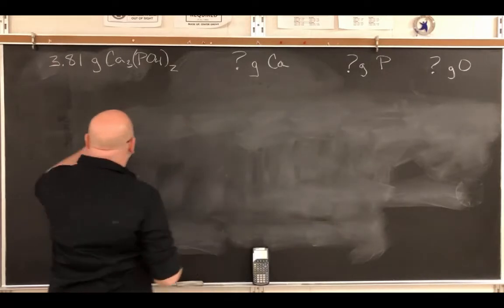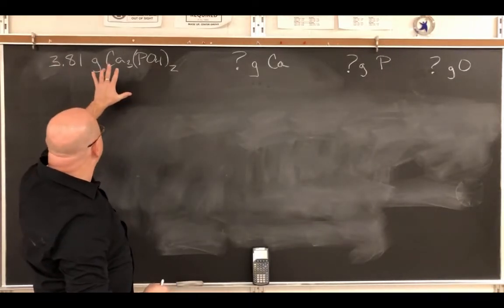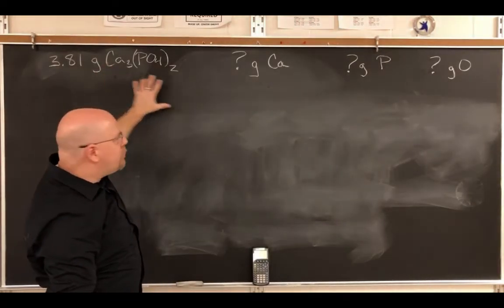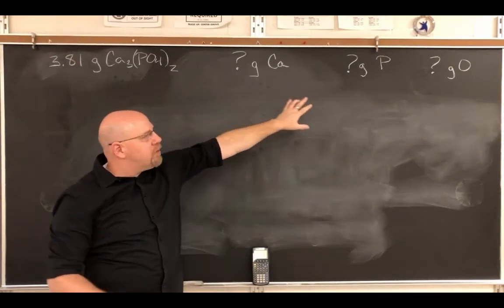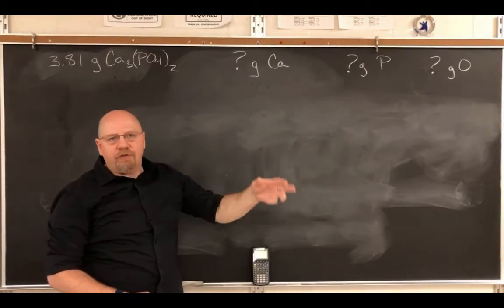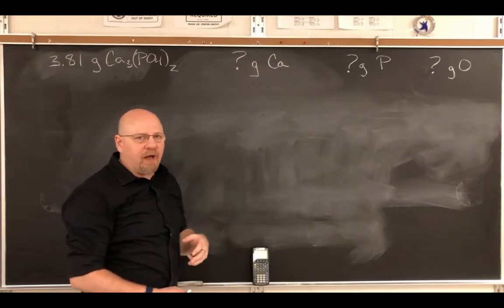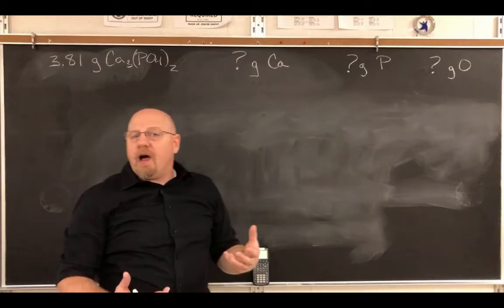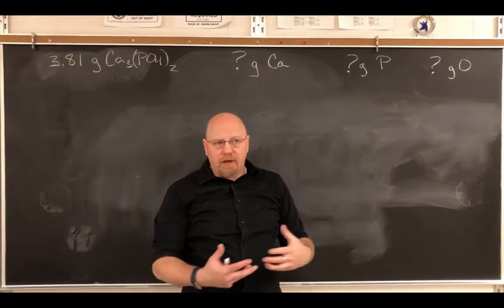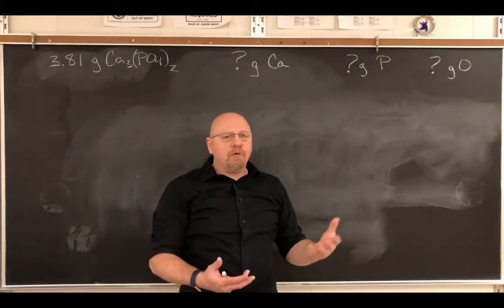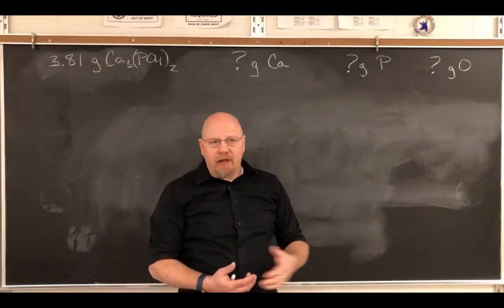So the first problem I'm going to do as an example is go from grams of calcium phosphate to grams of calcium. Then we'll go to phosphorus and oxygen, just so you see it 3 times and how it's set up and done. This process is going to be done in the same way for almost all of the compounds that you would encounter.